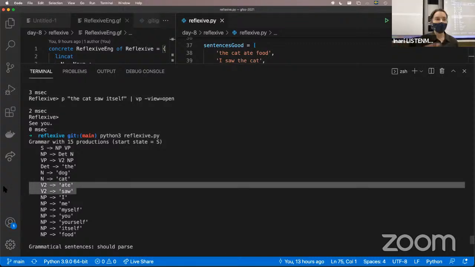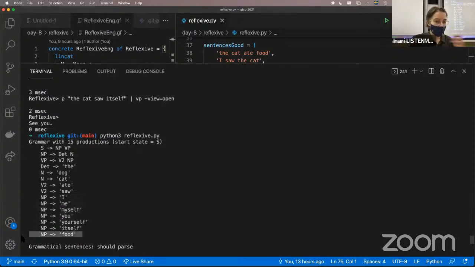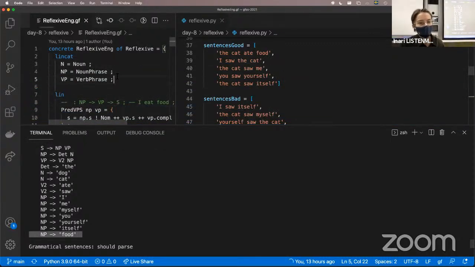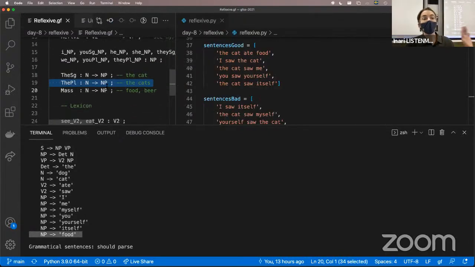I put them all in past tense, even in the GF, so that we don't need to care about I see, the cat sees. We just do I saw, the cat saw, I ate, the cat ate. And then I put these pronouns all as noun phrases, and I also put food as a noun phrase because I wanted to make it into a mass construction, just to make it a bit more interesting. This is actually kind of irrelevant, but I just felt like doing it. So in GF we have a mass construction; it's a constructor, and here we just have the string food is directly an NP.